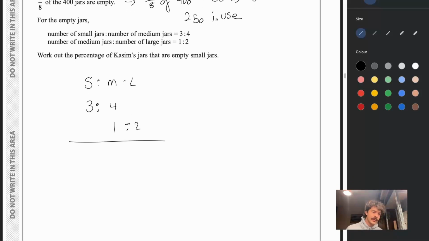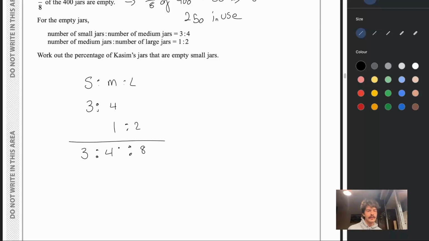To do this, we want to ensure that values are consistent. Think of it like your denominators in a fraction. And it's certainly looking like we can make the medium values in this second equation 4. So if we go 3 to 4, well, to get this 1 to 4, we've got to multiply by 4. So the same for this 2, which will become 8. Cool.